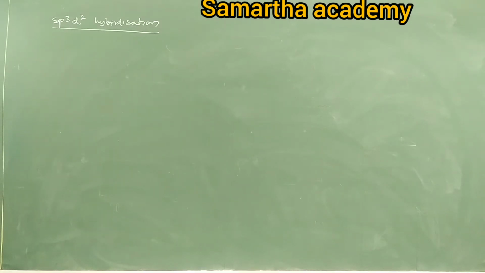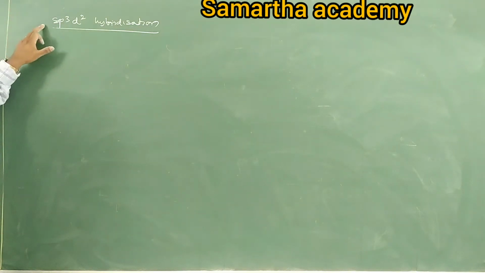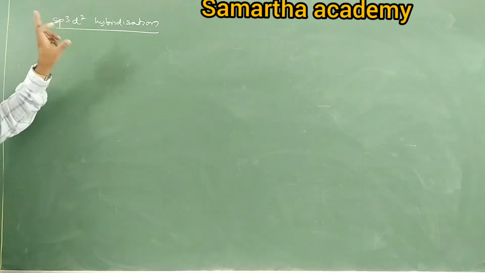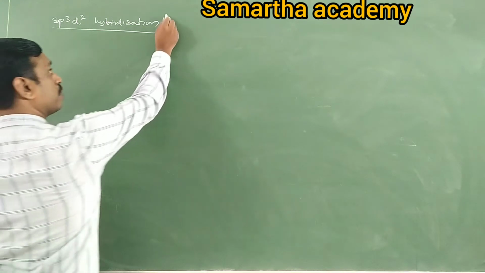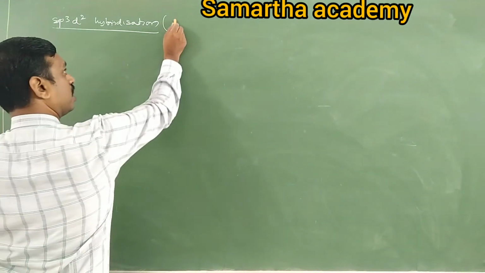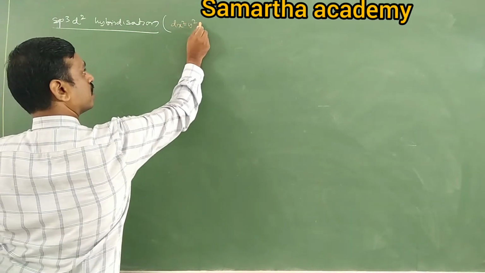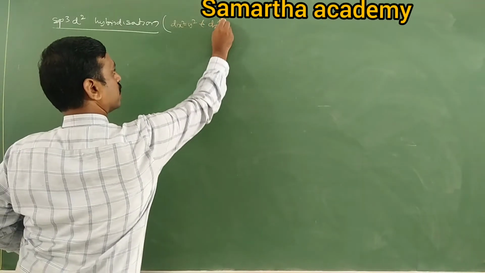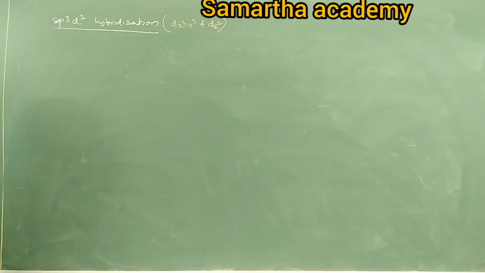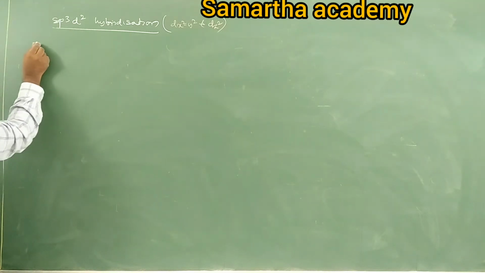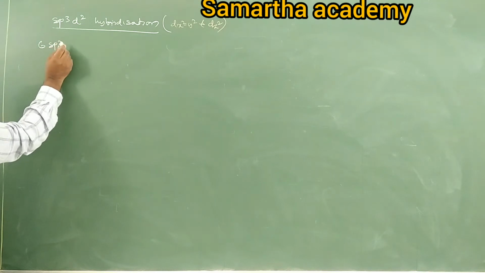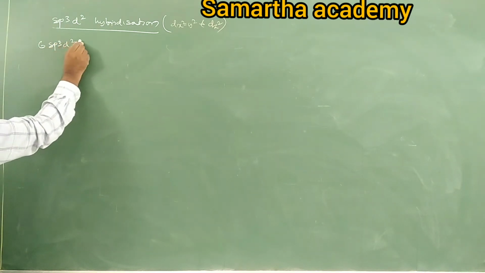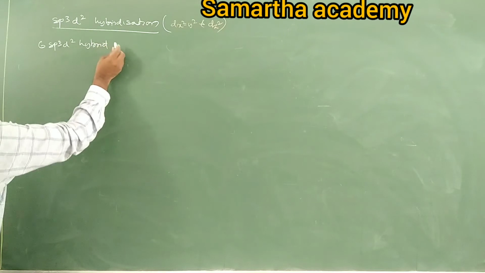So come on, tell me, what is sp3d2 hybridization? The process of intermixing of 1 s orbital, 3 p orbitals and 2 d orbitals. Here important is which d orbitals? Dx square minus y square and dz square orbitals, to form how many sp3d2? Very good, 6 sp3d2 hybrid orbitals. Here 6 sp3d2 hybrid orbitals will be formed.